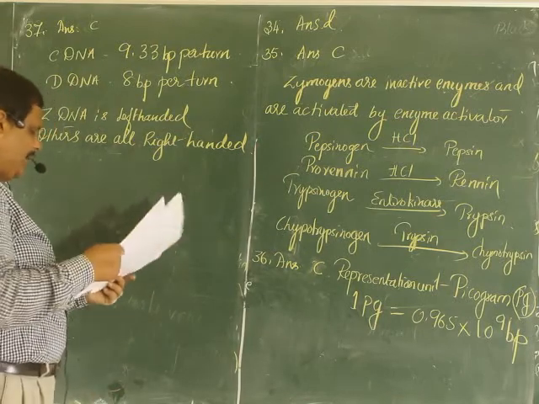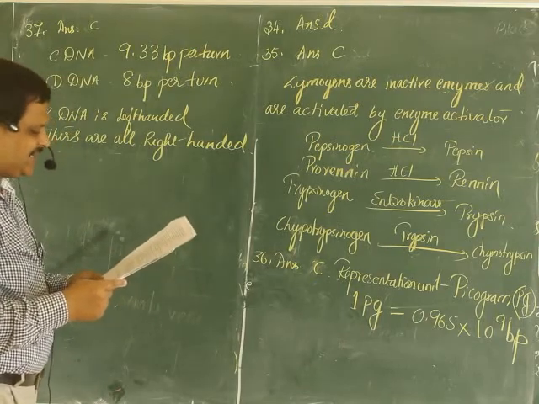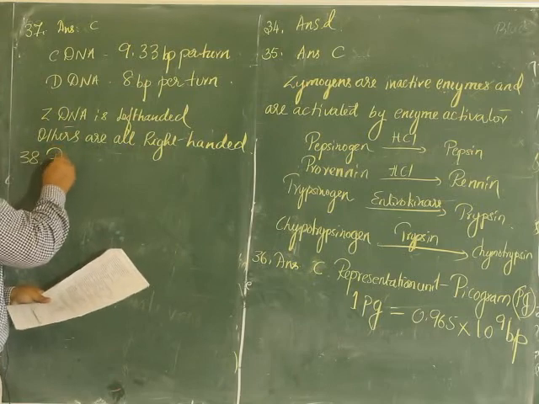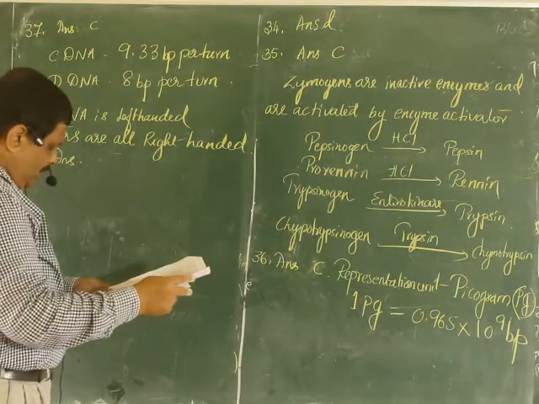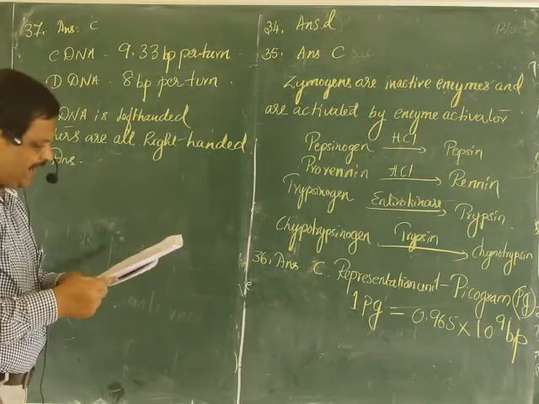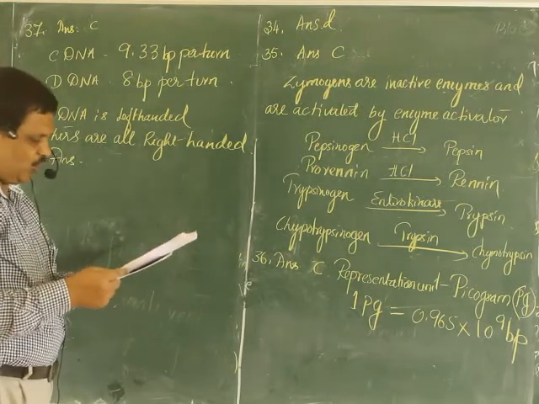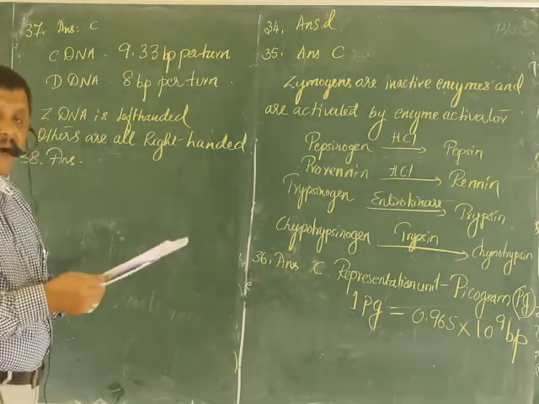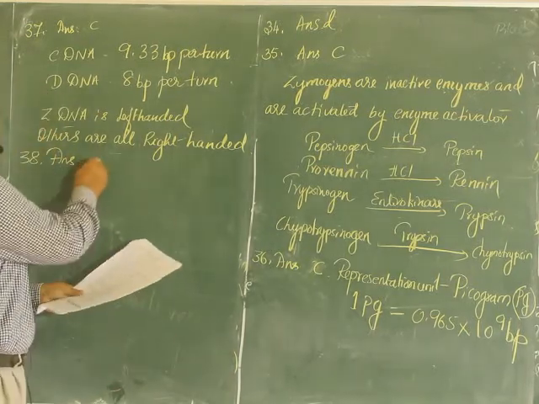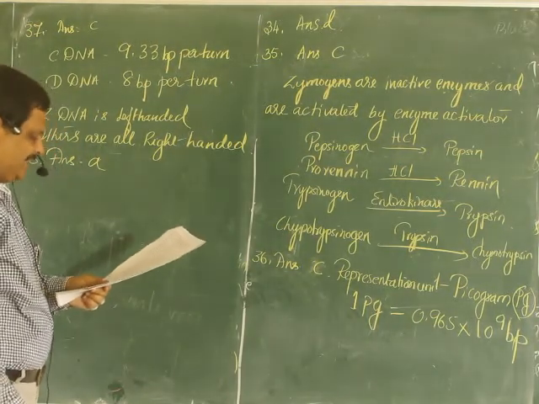Now, question number 38. Holoenzyme is produced by: option A, combined coenzyme and apoenzyme. Option B, only prosthetic group. Option C, only protein part. Option D, cofactor. So here it is option A, the combination of coenzyme and apoenzyme.